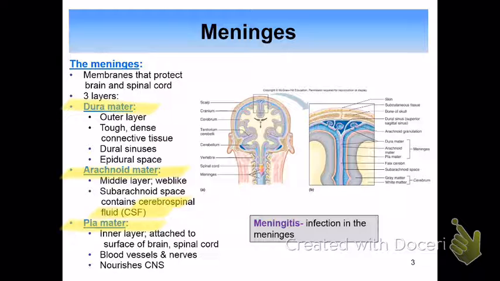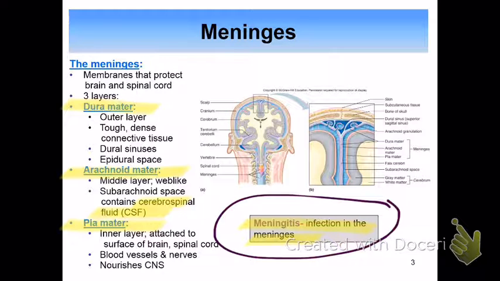And if there is an infection in the meninges, then we call that meningitis. So you see that over here. Meningitis is infection of the meninges, and it can be caused by a virus or a bacteria or a fungus. And if you take micro, which I hope you get the chance to because it's awesome, you'll get to learn about the different bacteria and viruses and fungi that cause meningitis. But for today, just know that if the meninges are infected, we call that meningitis.